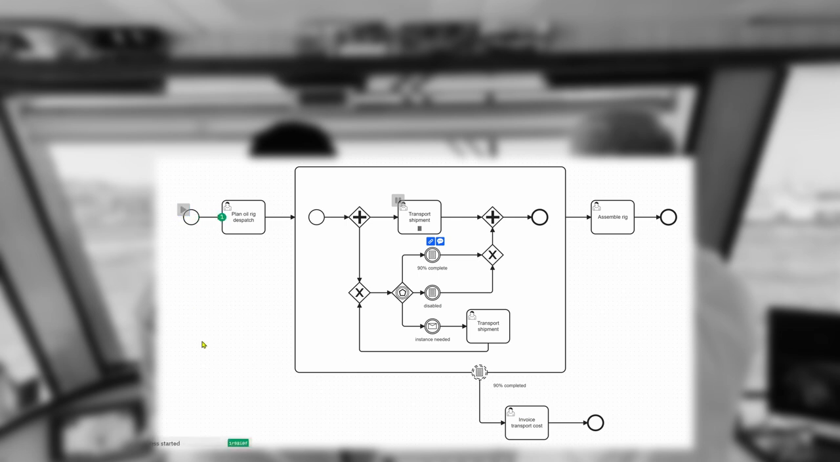The dispatch of an oil rig from factory to site involves numerous transport shipment tasks. These occur concurrently, and although sufficient tasks are started to cover initial estimates of the required transport volumes, it is always possible for additional tasks to be initiated if there is a shortfall in transportation requirements. Once 90% of the transport shipment tasks are complete, the next task, invoice transport costs, can commence. The remaining transport shipment tasks continue until the whole rig has been transported.